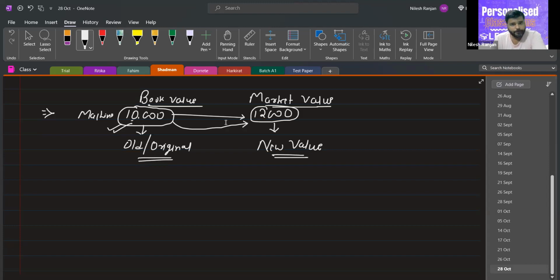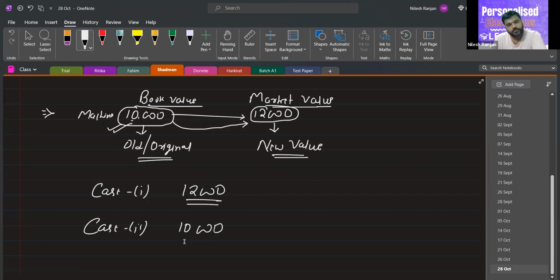Understood the concept? So in case one, the asset will be recorded at 12,000. In case two, the machine or asset will be recorded at 10,000. Is this clear?